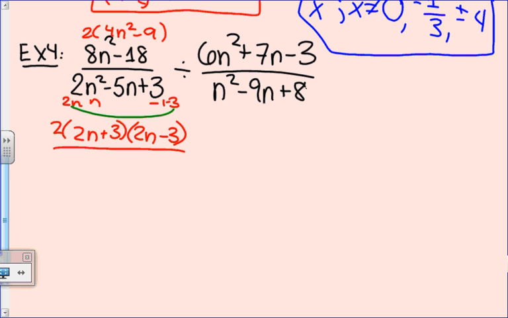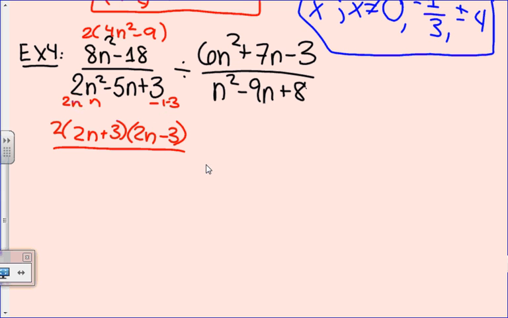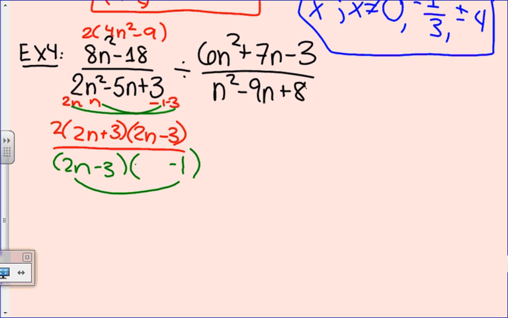Minus 2, minus 6. That will work for this one. All right, 2n. See, this is why that one was tricky, because I did that. So 2n times the negative 1, and that leaves minus 3 times 3.